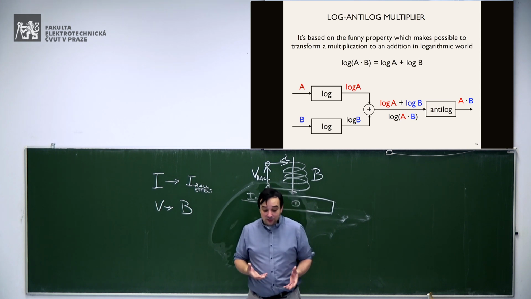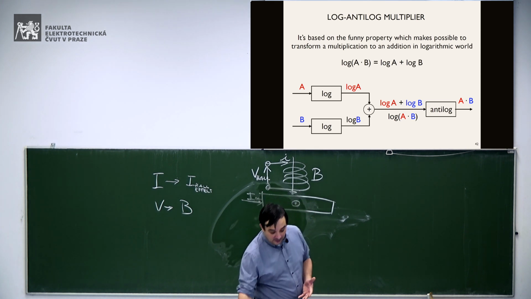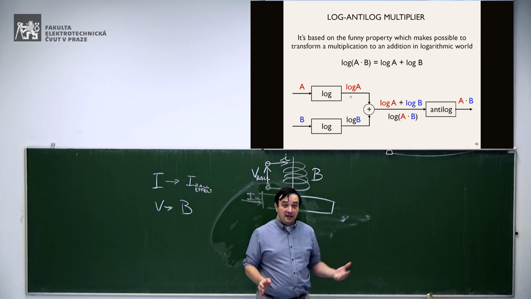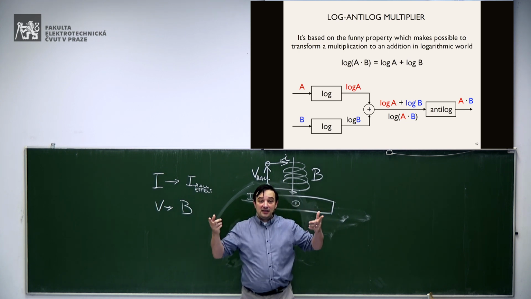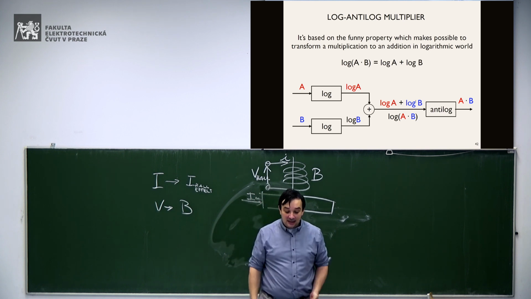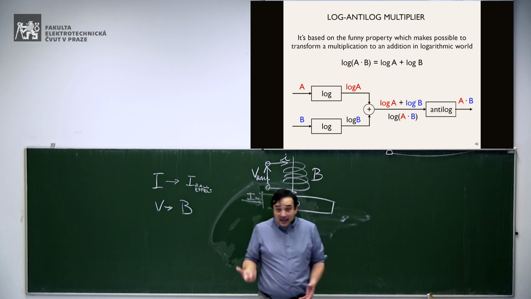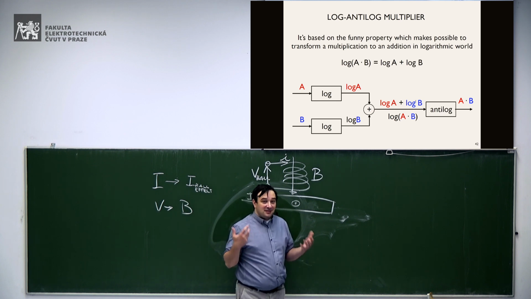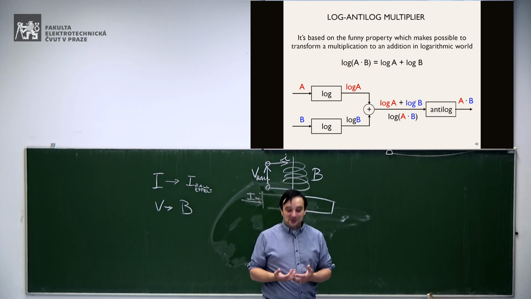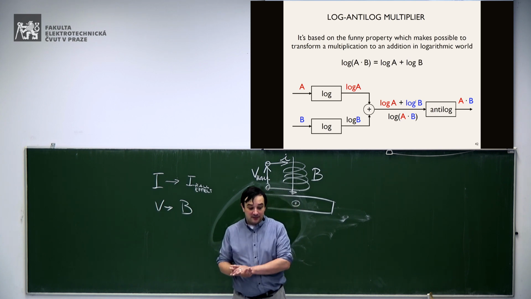So what we do is to transform A and B here into logarithm of A and B. Then you sum up the logarithm of A plus the logarithm of B. You get the sum of logarithm A plus logarithm B, but this is equivalent to the logarithm of A times B. And therefore, you can, at the end, go back and compute the anti-logarithm, which is just a fancy name for exponential, and get A times B, okay?